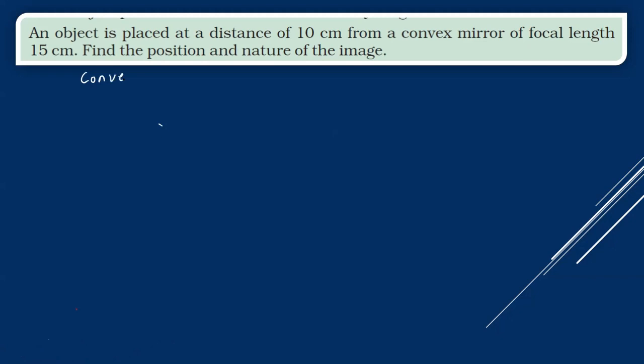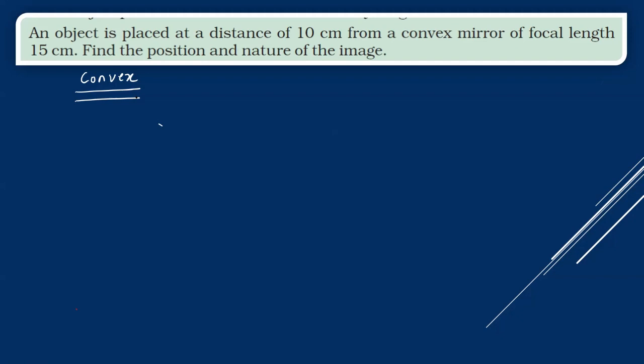So for a mirror, we know how the image characteristics are going to be just by taking an idea of the mirror. It will always be a virtual image. Now let's see, if we get a little bit of an idea of that, we will be able to solve the question.